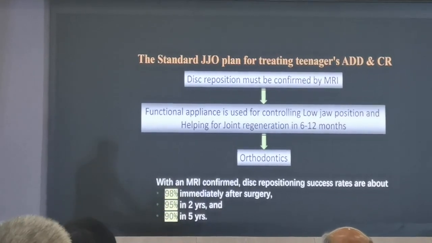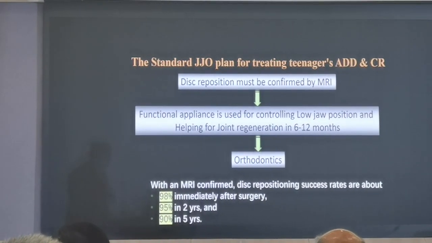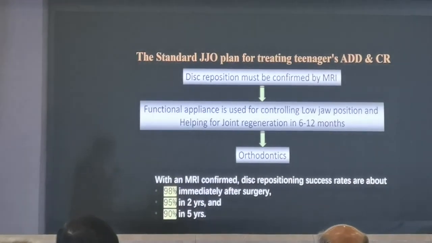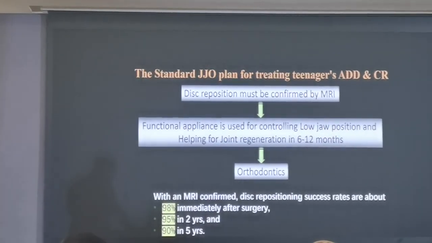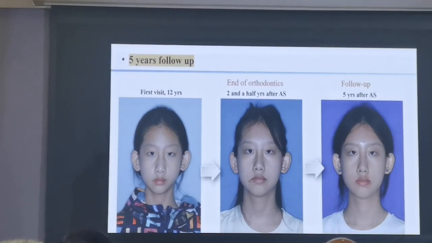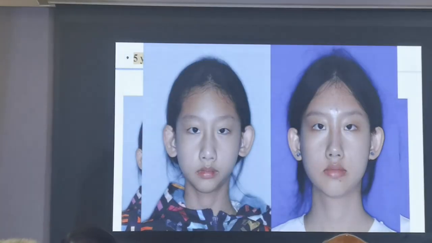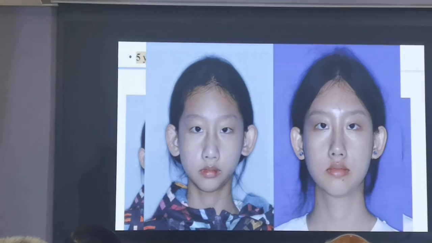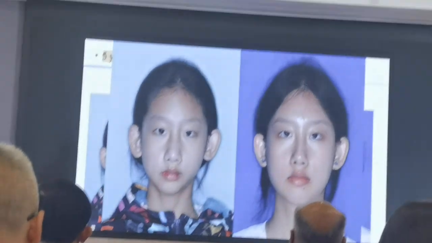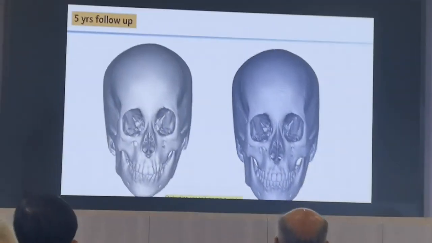With the MR, you confirm that this revision is definitely about 98% immediate, 95% in 2 years, and 90% in 5 years. For example, that is a teenager. You can see the TMJ on the right side, at 5 years. That's like active or other treatment. You see the chin, there's no asymmetry. That is about 4 and active.